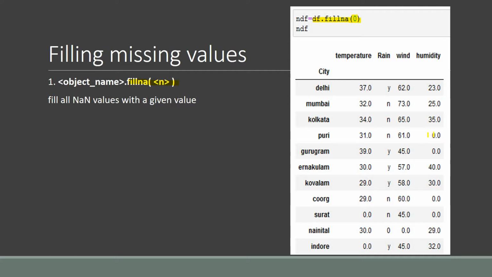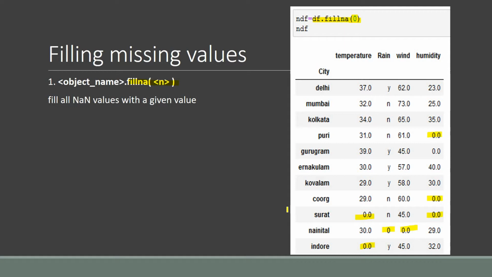So you can see over here humidity is 0 in Puri. Same case here in Kurg and Surat. Humidity is 0 because we are having NaN values over there. In Nainital, rain is 0. Same case in Surat and Indore, temperature is 0. And in Nainital, we are having wind also 0. So it fills all the NaN values with 0.